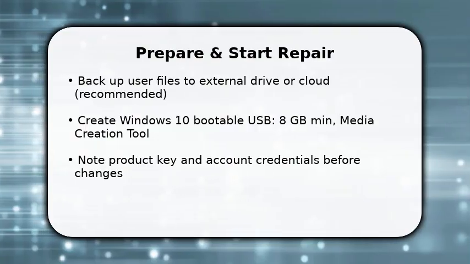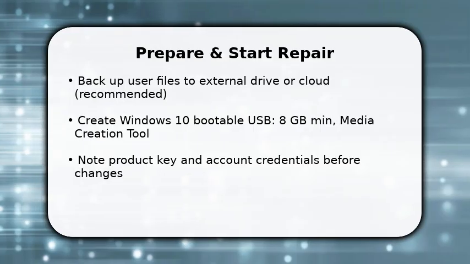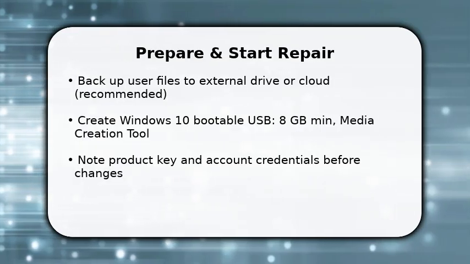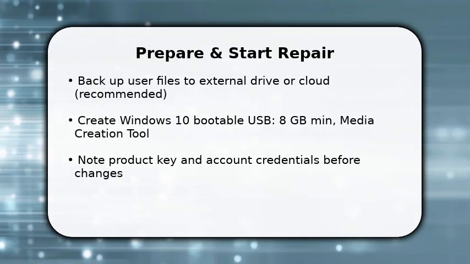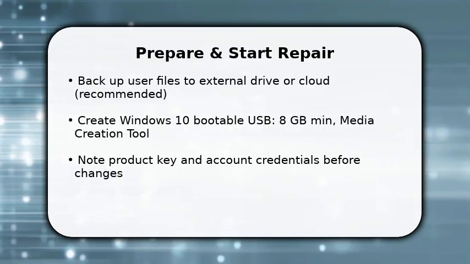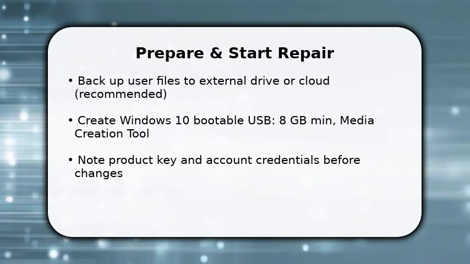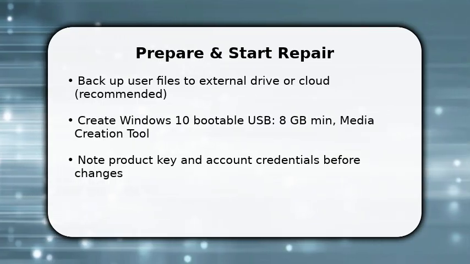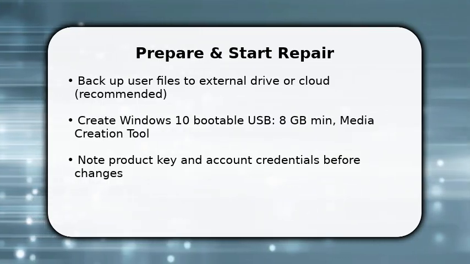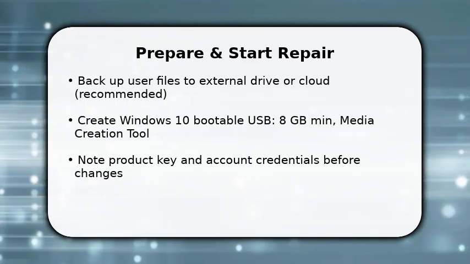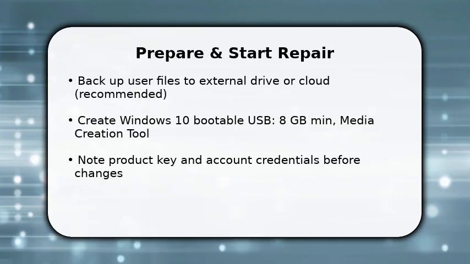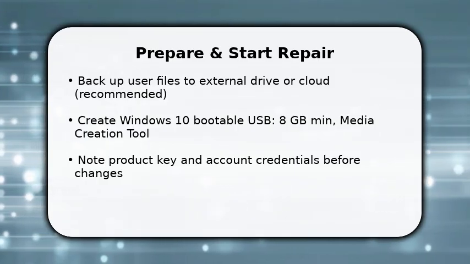You begin by protecting your data. Copy critical documents and a current system image to an external drive or cloud so you can restore if needed. Once done, create a Windows 10 bootable USB using the media creation tool on another PC. Use an 8 GB or larger stick. Make sure you have your Microsoft account or product key recorded. These steps let you perform repairs safely and give you a recovery path if in-place fixes fail.